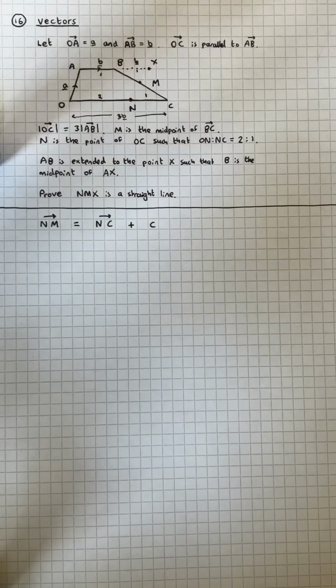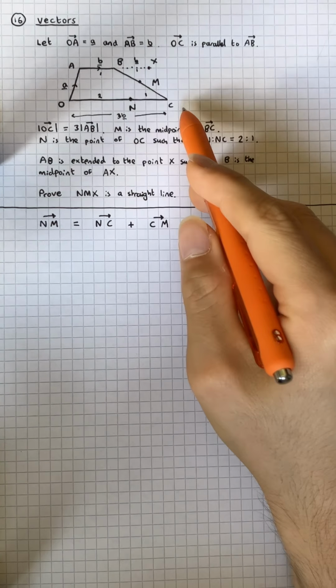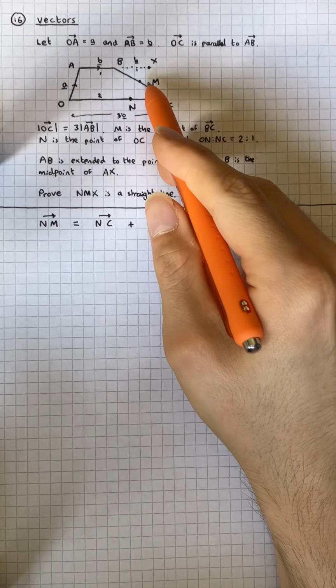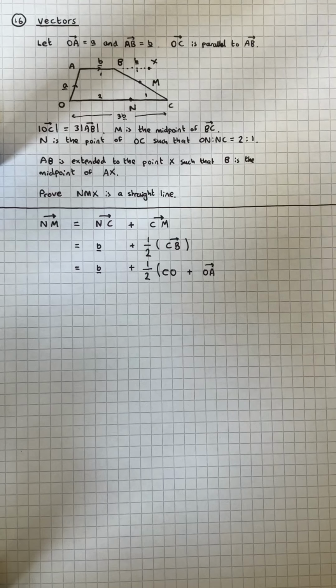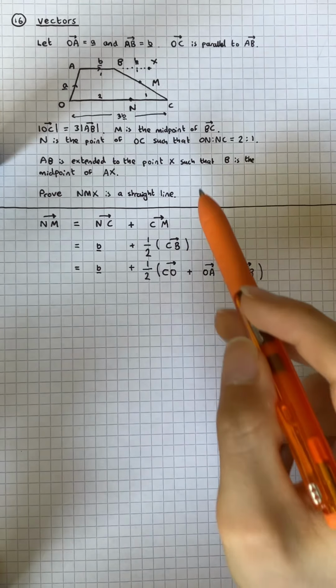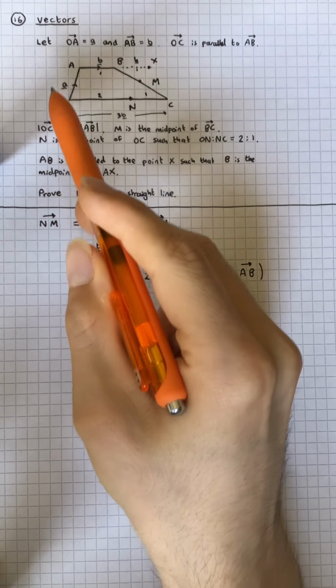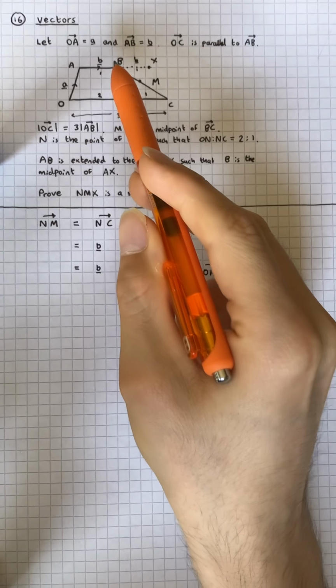That's equal to NC plus CM, because we can go from N to C, and then C to M. This will be equal to B plus a half CB. CB is the whole line, and M is in the middle, so we're going to do half of it. And we can split that into CO, OA, and AB, like going all the way around.